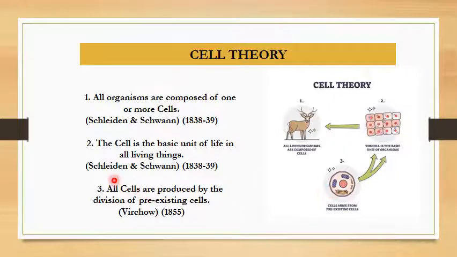Later on, the cell theory was expanded by Rudolf Virchow in 1855, which makes this theory called modern cell theory with the 3 points. The first one is all organisms are composed of one or more cells. The cell is the basic unit of life in all the living things. All cells are produced by the division of pre-existing cells.